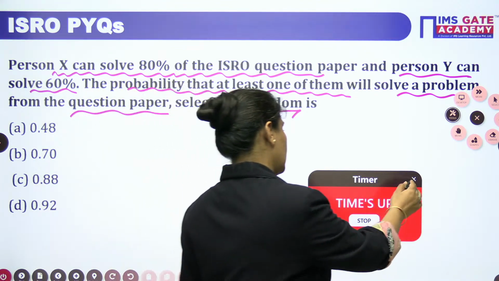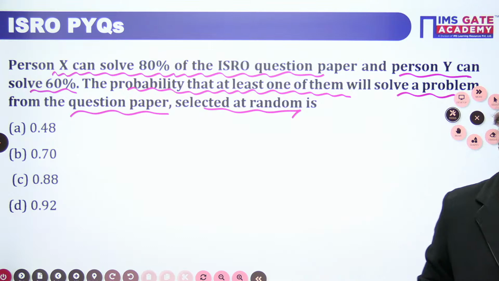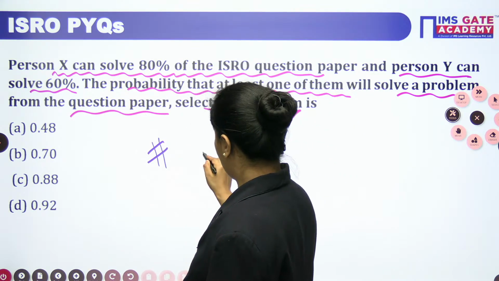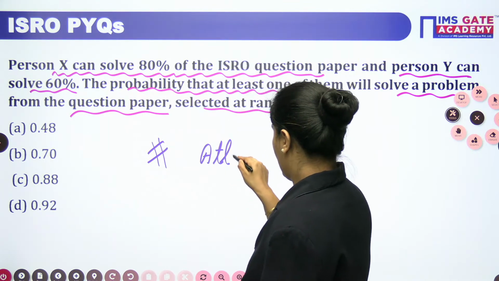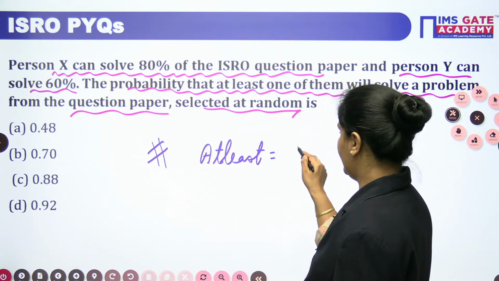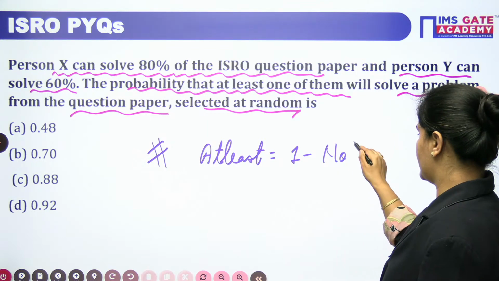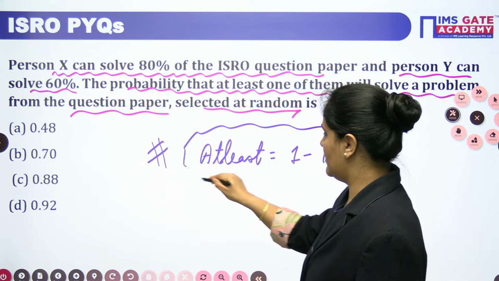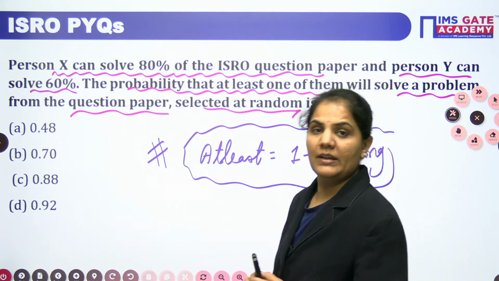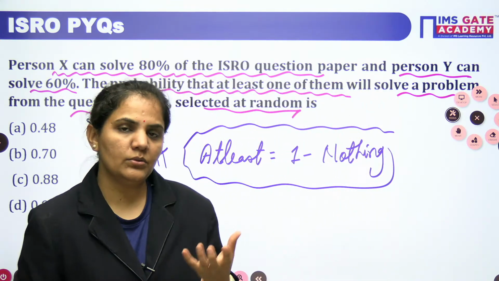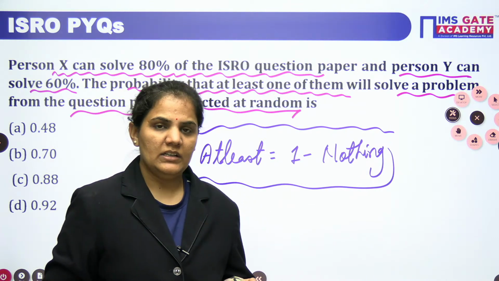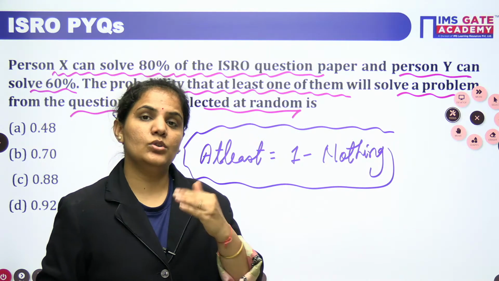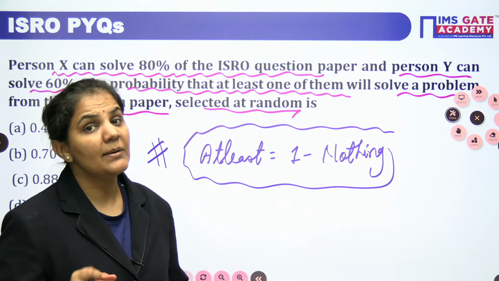Now let's go for the question. We can approach the question very easily. First of all, whenever we have at least, I give you one simple thing: at least is always equal to 1 minus nothing, or you can write total minus nothing also. I am writing 1 because the total probability is always equal to 1. So if you want, you can write 1 minus nothing, or total minus nothing, if it is asking about the numbers.